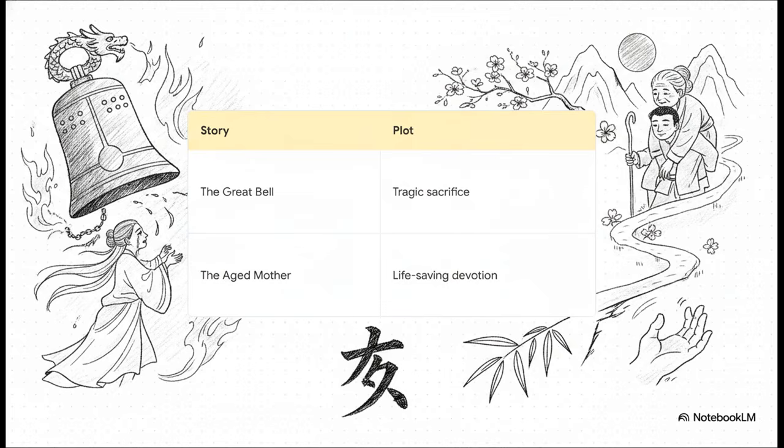The Chinese legend, The Soul of the Great Bell, involves an ultimate, incredibly tragic sacrifice for family honor. Meanwhile, the Japanese folktale, The Aged Mother, explores a son's life-saving devotion to his elderly parent, pushing back against a cruel law. Think about that. They are completely distinct stories from different nations, featuring entirely different plots, yet they both utilize the exact same foundational communal value, filial piety, to drive their characters' decisions.